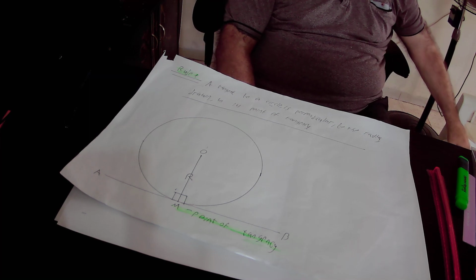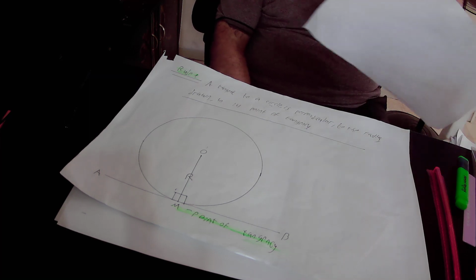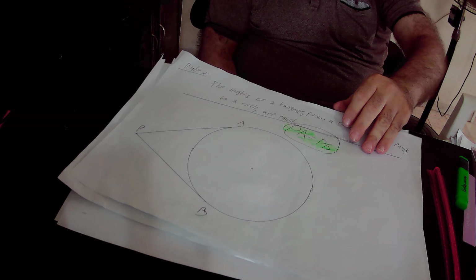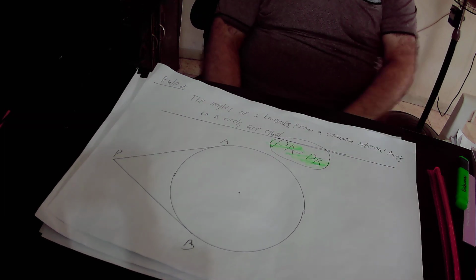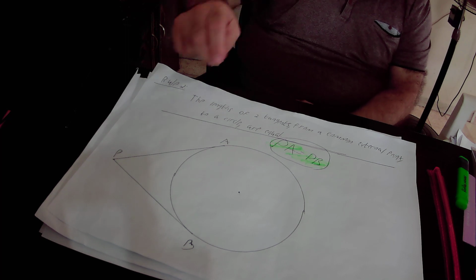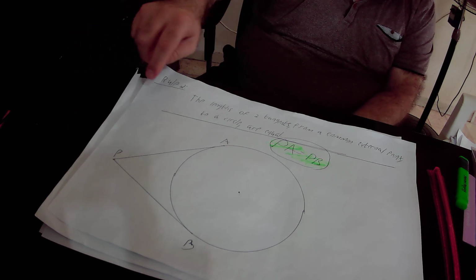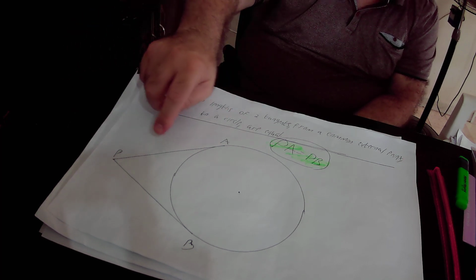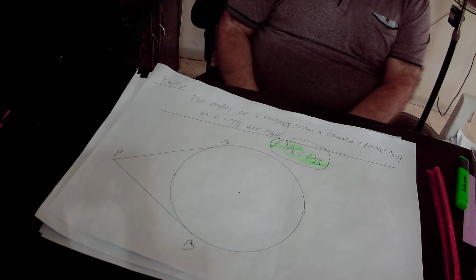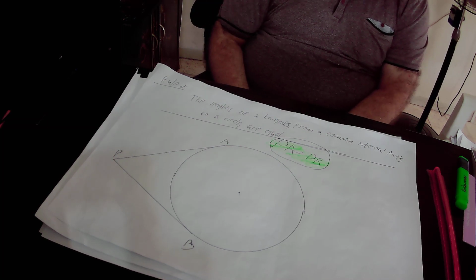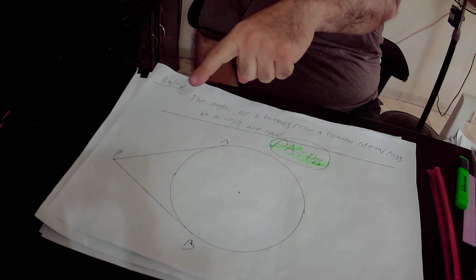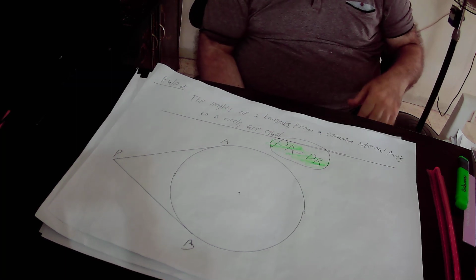Then I presented to you rule number 2, that the lengths of two tangents from a common external point to a circle are equal. Here, from the common external point, point P, we have two tangents to this circle, tangent PA and tangent PB. And according to rule number 2, the lengths of those two tangents are equal to each other. That is to say, PA is equal to PB.